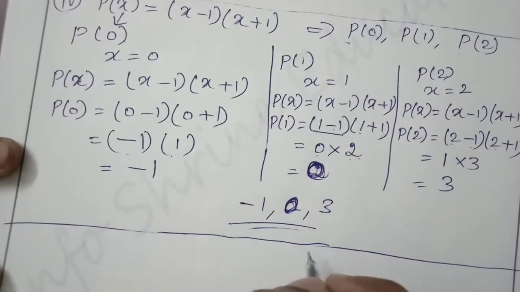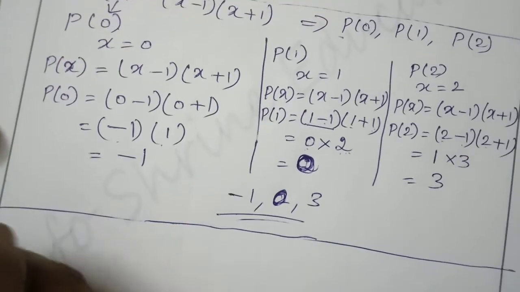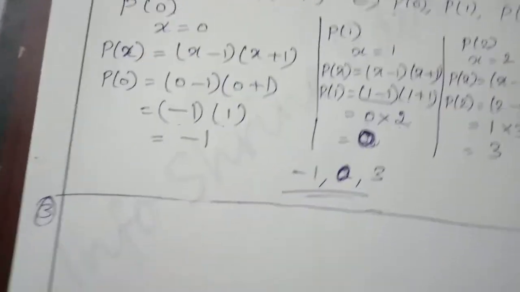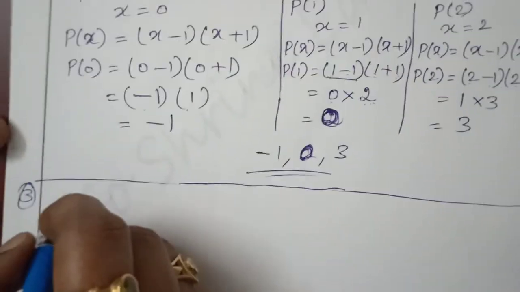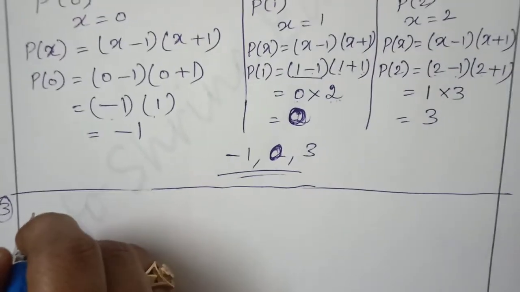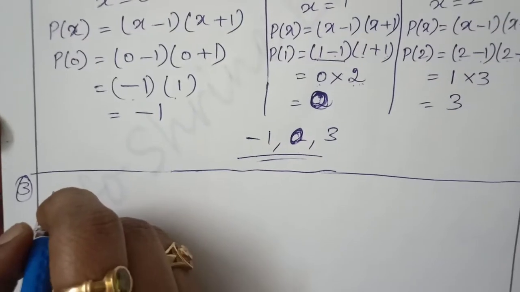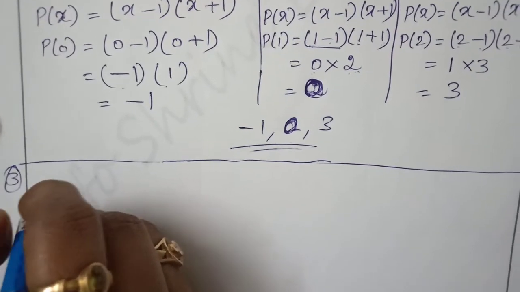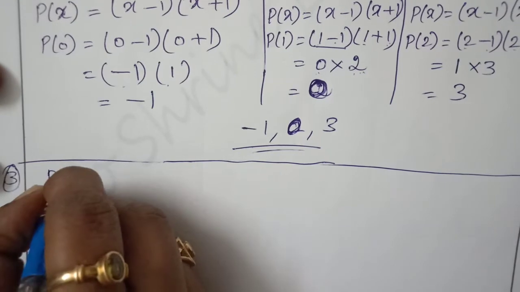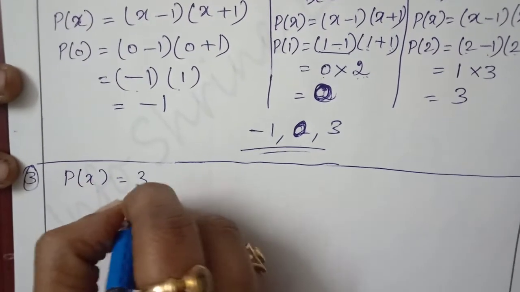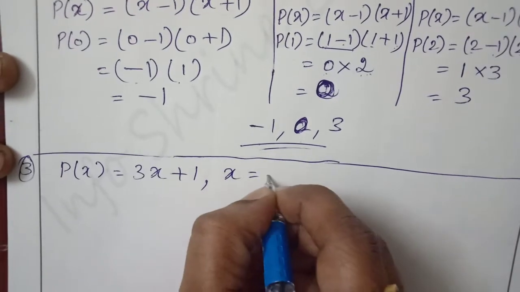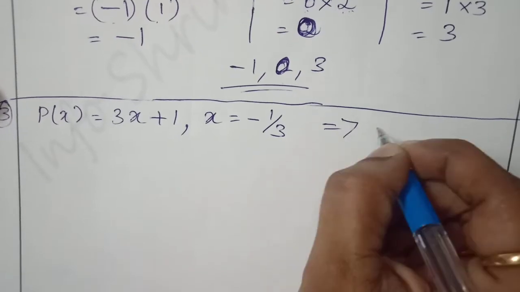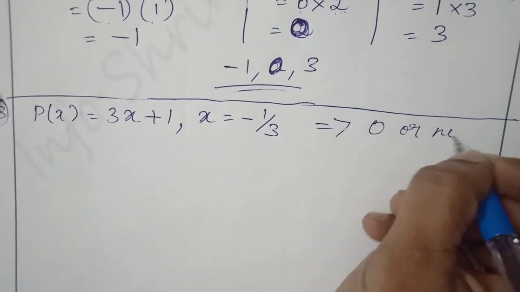Now let's move on to sum 3. Look at the textbook, page number 35. The third question: verify whether the following are zeros of the polynomial, indicated against them. We have to find out whether it is a zero or not. The first sum is P of x is equal to 3x plus 1 and x is equal to, they have given, minus 1 by 3. So we have to find out whether it is a zero or not.